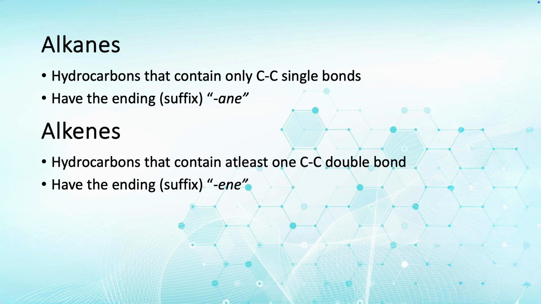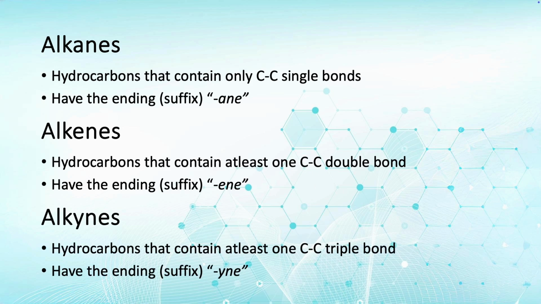Alkynes are hydrocarbons that have at least one carbon-carbon triple bond. Even if the molecule contains carbon-carbon double bonds and single bonds, if it contains at least one triple bond, it is now considered an alkyne. Alkynes have the ending -yne. Just to clarify, when we classify hydrocarbons into either alkanes, alkenes, or alkynes, we only consider bonds between carbons.